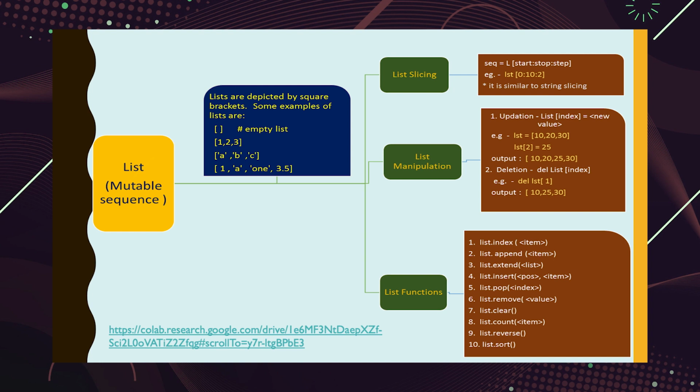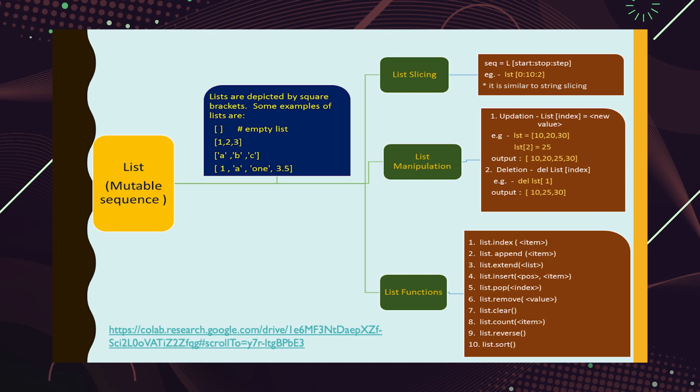Append function. It appends a single element passed as an argument at the end of the list. The single element can also be a list. Extend function. Appends each element of the list passed as the argument to the end of the given list. Insert function inserts an element at the particular index in the list.